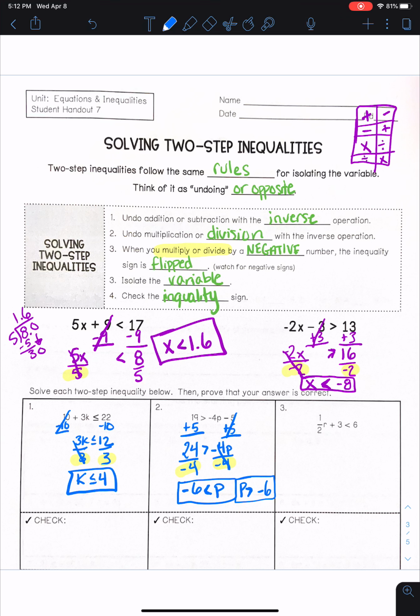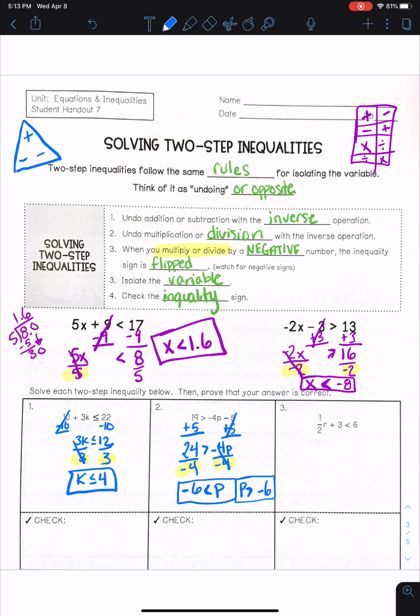Something I also could have written at the top of my paper, now that I think about it, is your way to remember multiplying and dividing. So remember, a negative and a positive is a negative. Negative and a negative is a positive. Okay. All right. Last one.